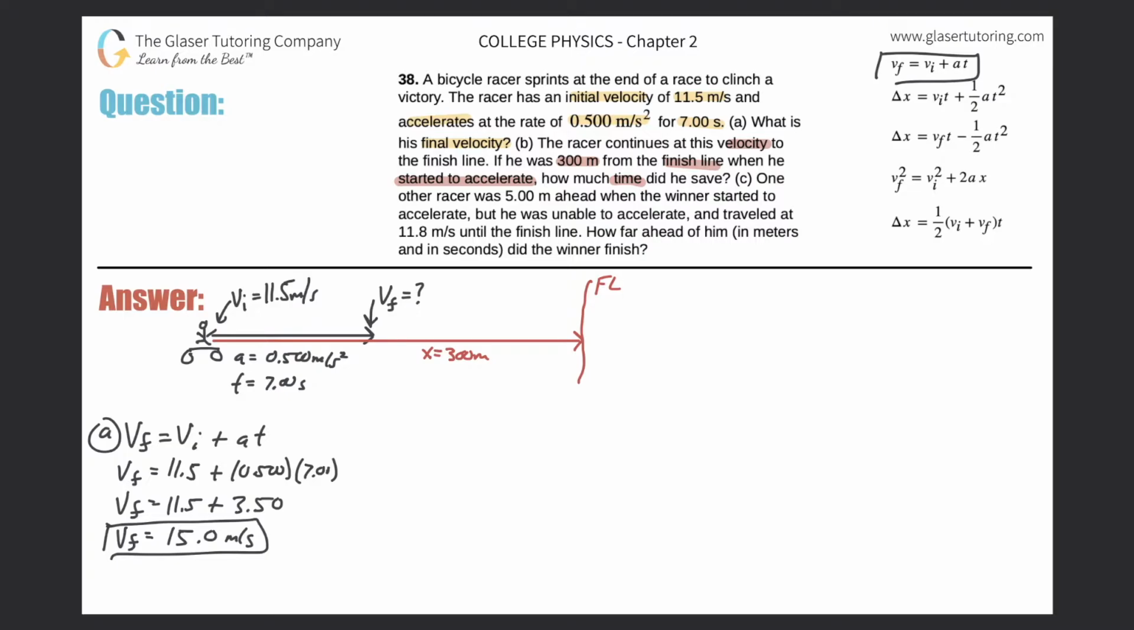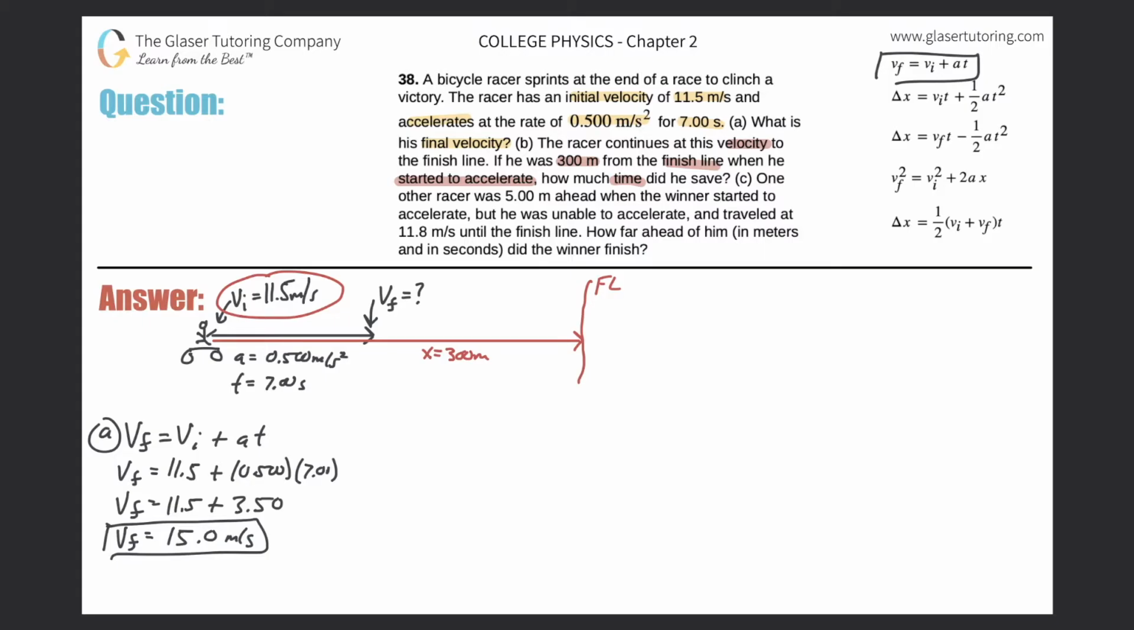Well, in comparison to what? So let's say there are two scenarios here. In scenario number 1, the bicyclist doesn't accelerate. He just travels at his initial velocity of 11.5 and he'll eventually reach the finish line. And that would take a certain amount of time. Now, if he starts to accelerate like in question A, do you think that he would reach the finish line sooner? Yeah, he would. How much sooner? That's the question.